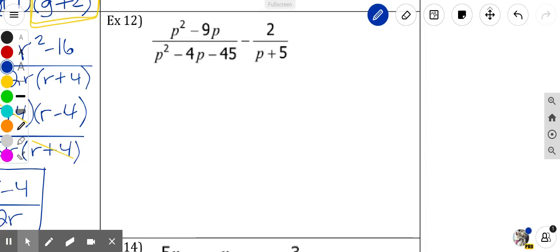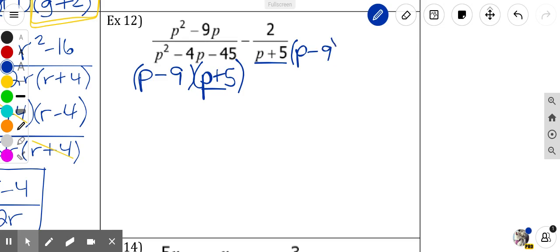Okay, so for number 12, notice that the top left and the bottom left both could be factored, but remember you only want to factor the bottom. So this bottom, we want numbers that multiply to negative 45 and add to negative 4, which are going to be p minus 9 and p plus 5. Okay, so notice we have the p plus 5 here and here. So now on the bottom right, we have the p plus 5, but we need the p minus 9. So we're going to multiply the bottom and the top by p minus 9.